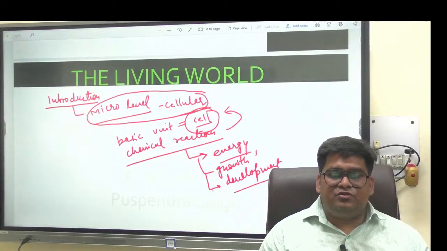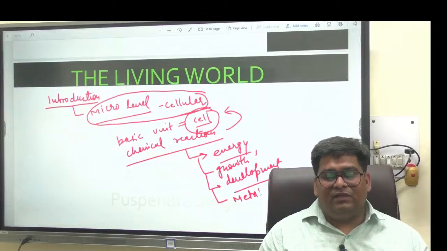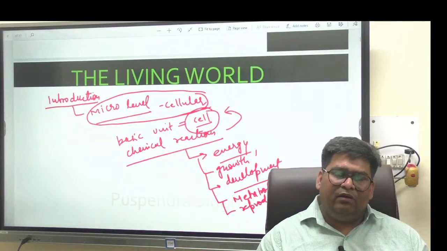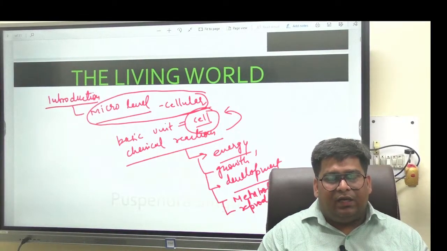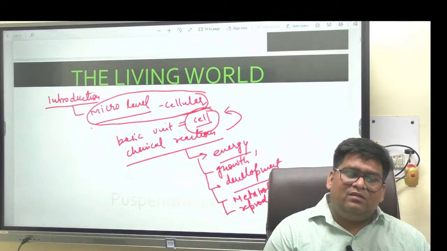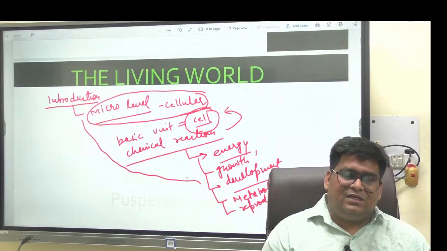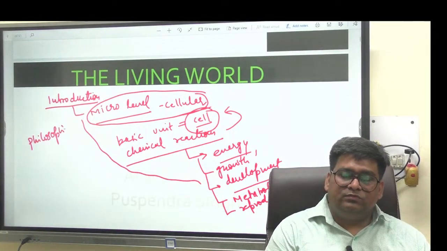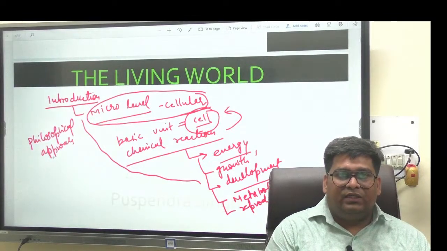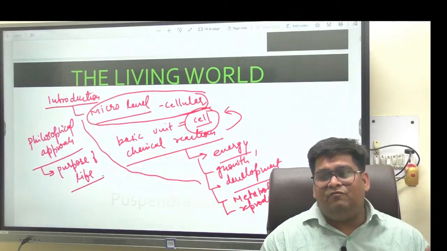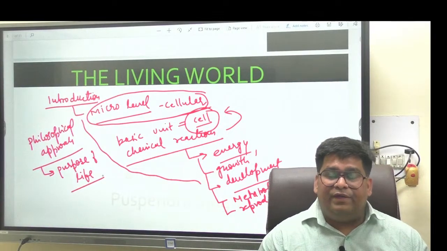That ultimately leads to the various processes, like metabolism and reproduction in living beings. That is the scientific approach that most scientists follow. Another type of approach is the philosophical approach, which mainly focuses on the purpose of life, because it is philosophical: why we exist on the earth, why such diversity exists.